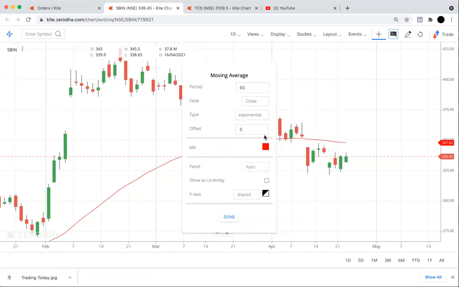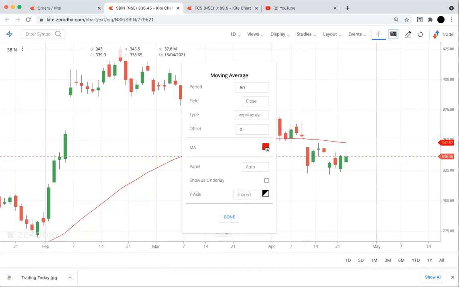What that means is that a 60-day moving average would be: take the closing price of the last 60 days, total it up, and divide by 60. But this one does the same thing, except the last few days' price movements are given more value. That's why it's called exponential. All right, offset, you can leave it like that.